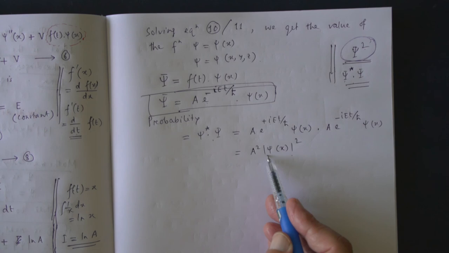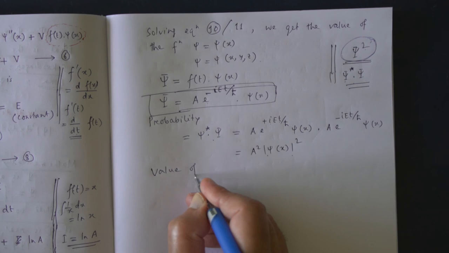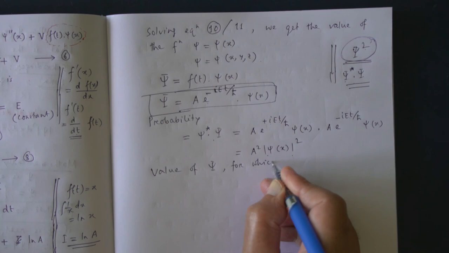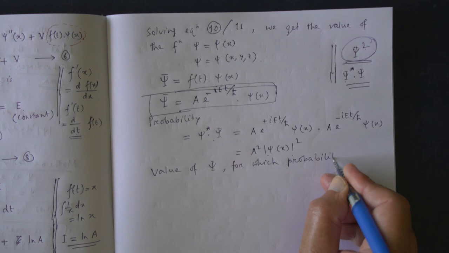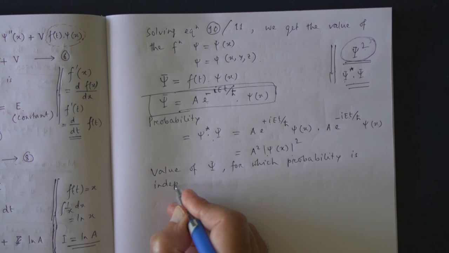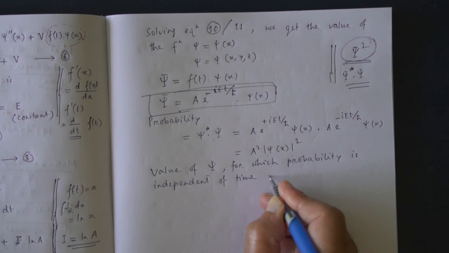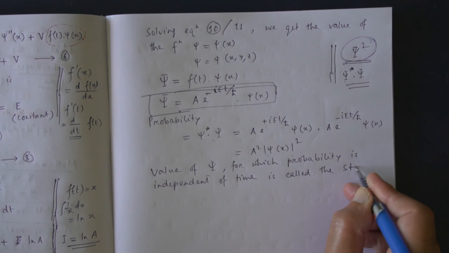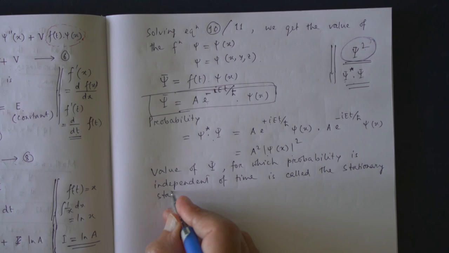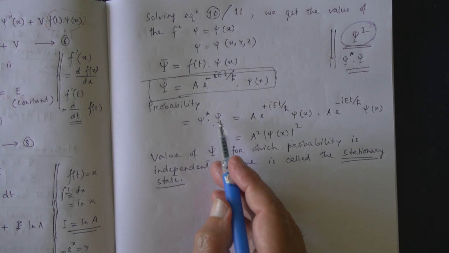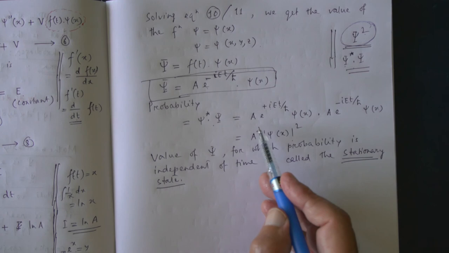So the value of psi for which the probability of finding the particle is independent of time is called the stationary state. So what is a stationary state? State means psi. It is the state for which probability is independent of time. Stationary state.